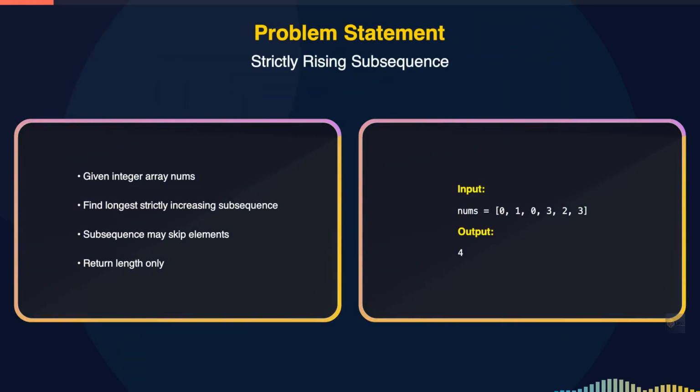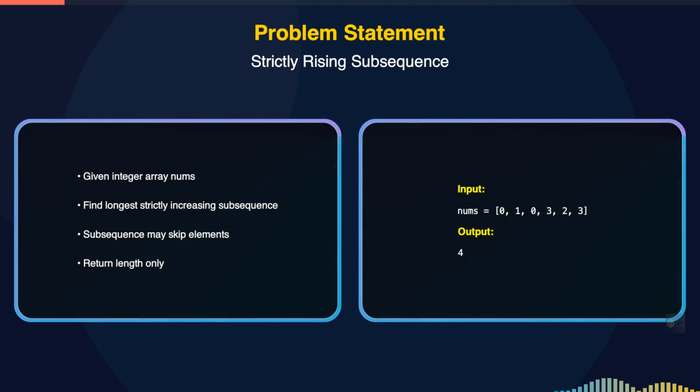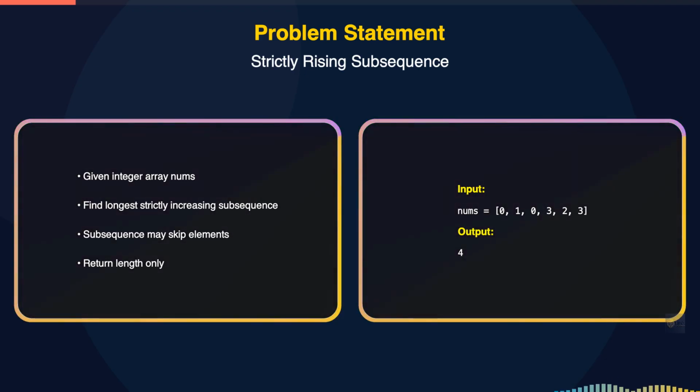We are given an integer array nums. Our goal is to return the length of the longest strictly increasing subsequence. A subsequence means we can skip elements, but we must keep the original order. Every chosen value must be strictly larger than the one before it.